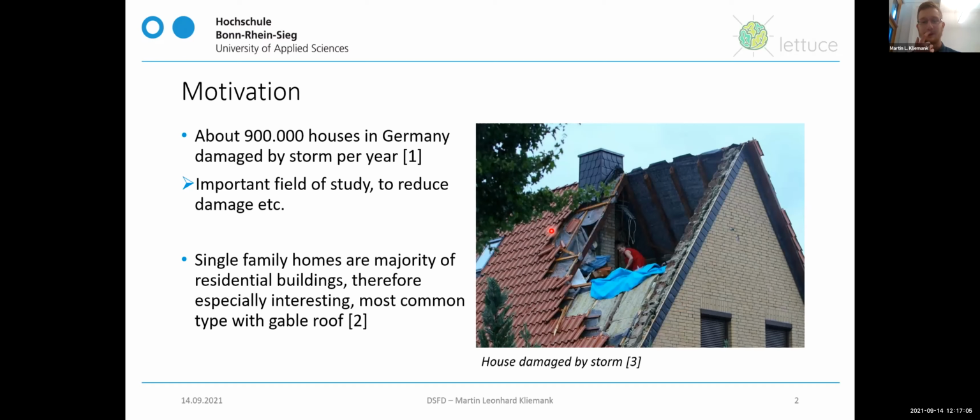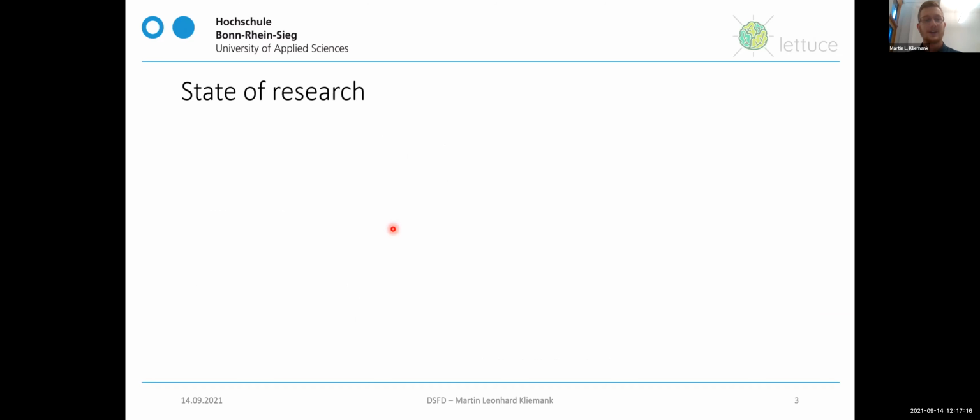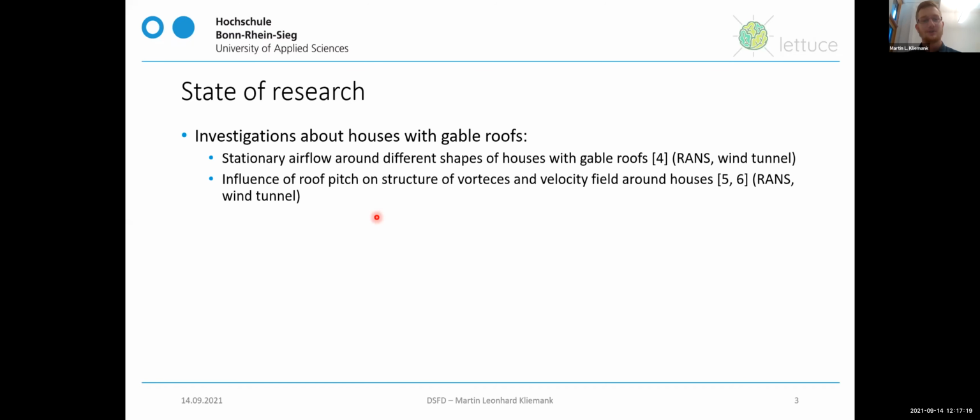And from the residential buildings, single-family homes are the most common variety, and the most common type is the one with a gable roof. So I'm focusing on that in this work. For a bit of context on the state of research, there have already been some investigations of houses with gable roofs. There's an investigation of the stationary airflow around different shapes of houses, and also an investigation of the influence of the roof pitch on the structure of vortices and the velocity field around houses.